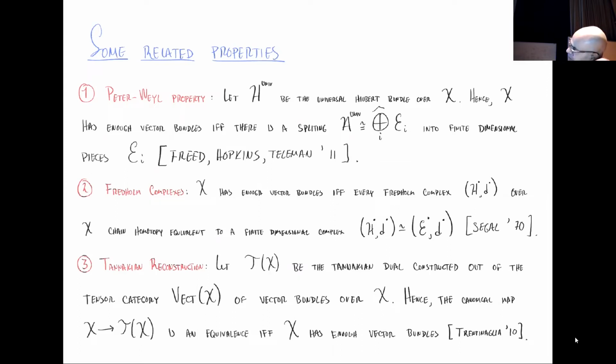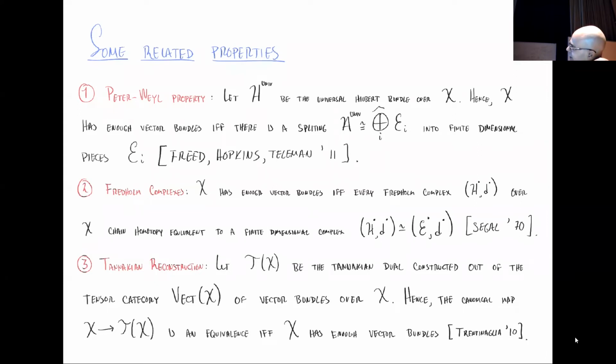And finally, we can also phrase this property of having enough vector bundles in terms of the Tannakian formalism. So the category of finite dimensional vector bundles on X is a tensor category. We can endow this with a tensor structure, and by choosing a fiber functor on this tensor category, we can construct the so-called Tannakian dual of X, and there is a canonical map from X into its Tannakian dual. So this map turns out to be an equivalence of stacks just in case X has enough vector bundles. So these three properties are equivalent formulations of the property of having enough vector bundles, and they are equivalent to the problem of global quotient presentability for Artin stacks.